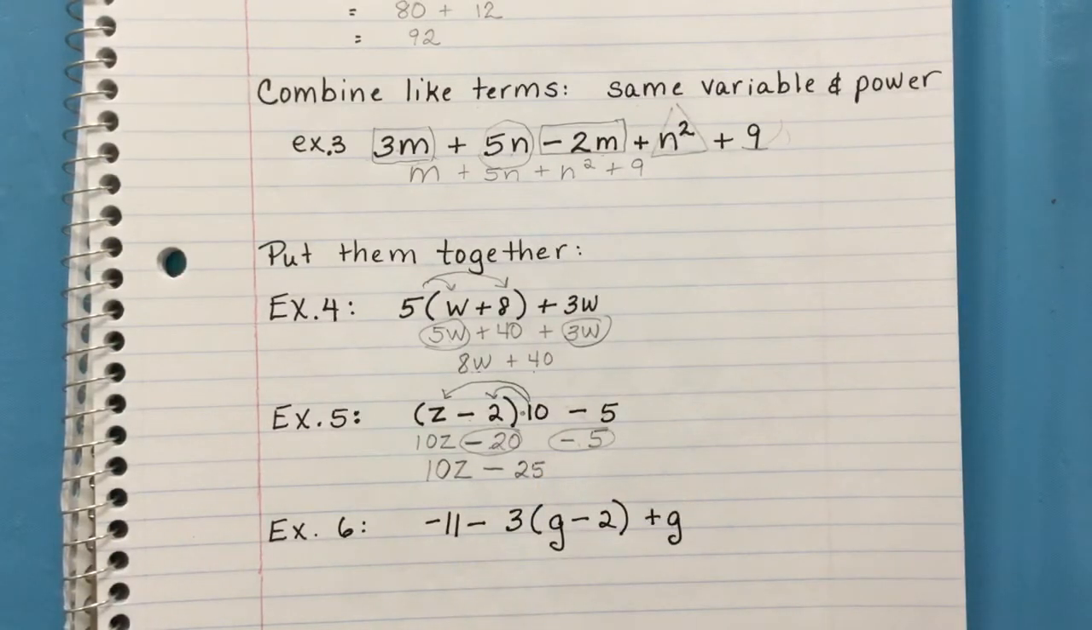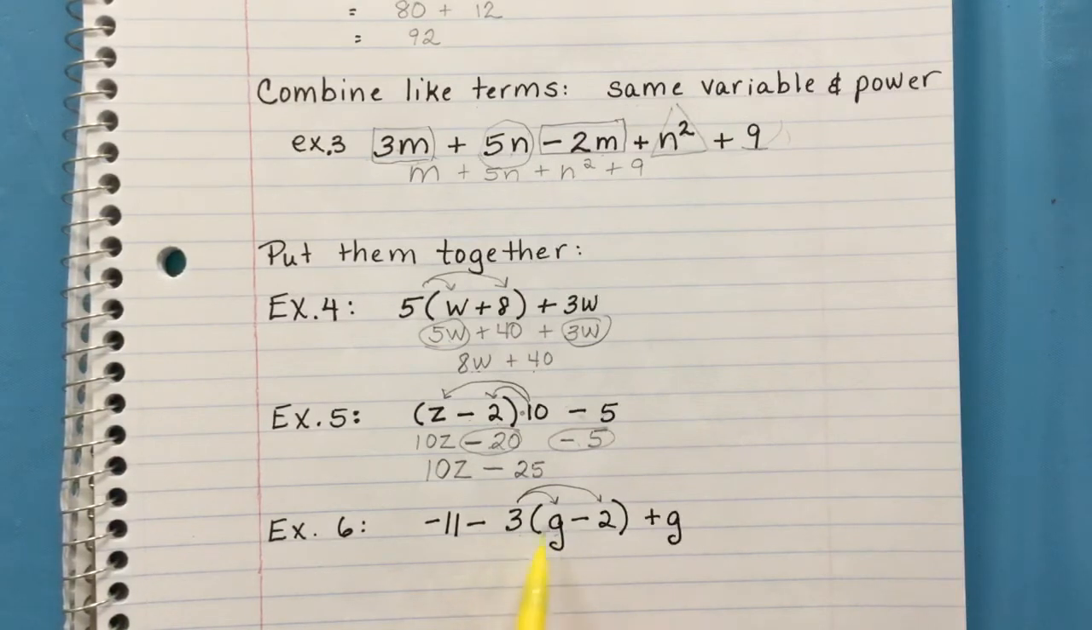And on example 6, this one's a little more complicated. Remember, we don't want to subtract first. We don't want to add first. We want to multiply first. So we need to do the distributive first. We're going to multiply 3 times g and 3 times 2 before we do anything else. But there's a little catch.